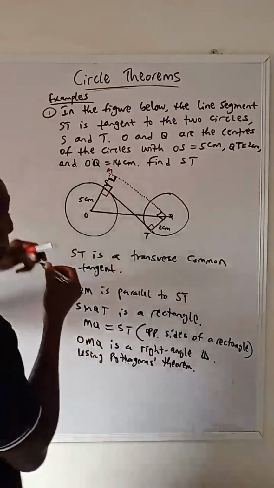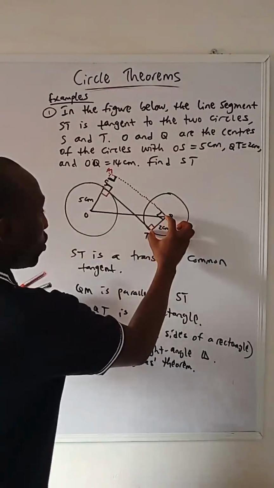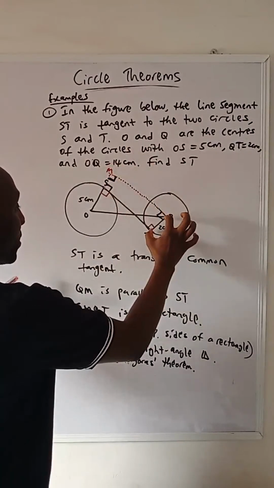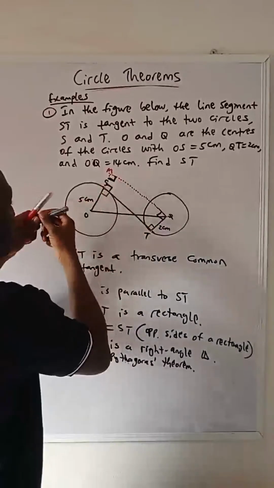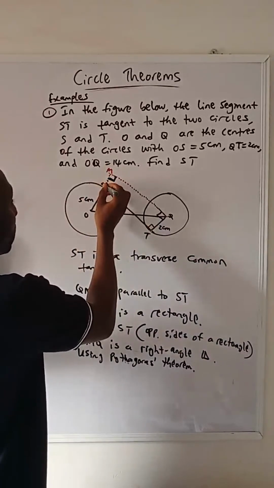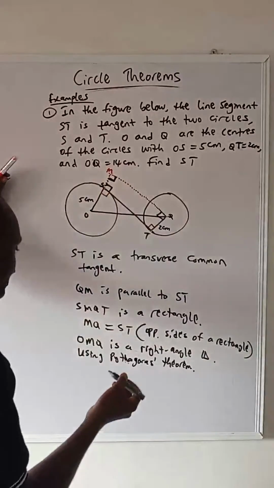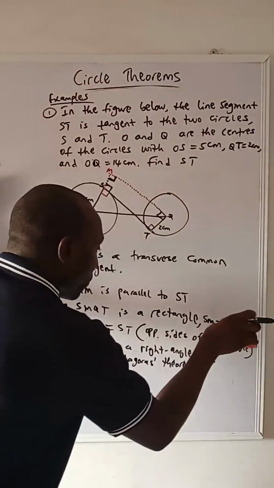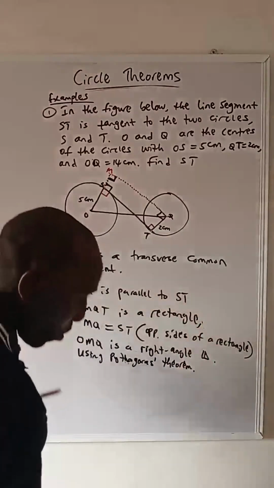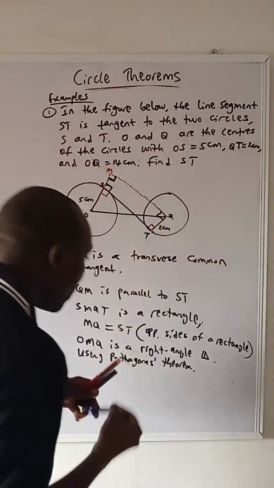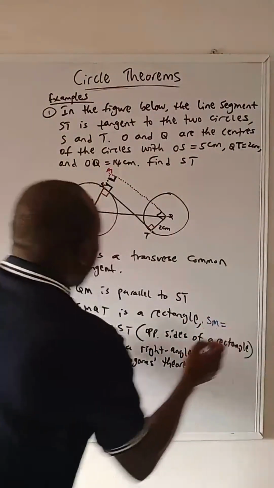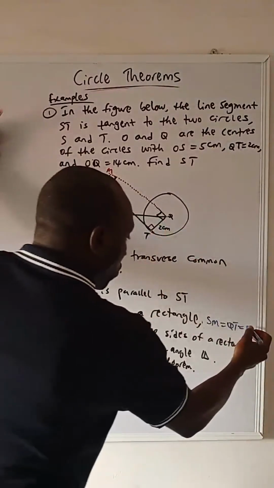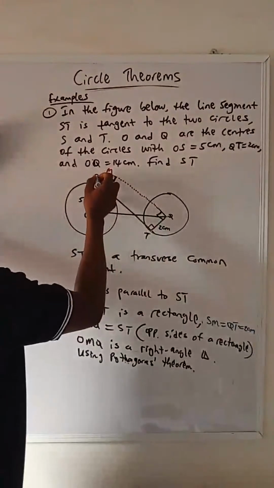what am I trying to get? Wait, before that, because TQ is 2 centimeters, and I drew QM to be parallel to ST, it means that from S to M, SM will also be 2 centimeters. So let me write here that SM is equal to QT, and they are both equal to 2 centimeters. So this is 2 centimeters.